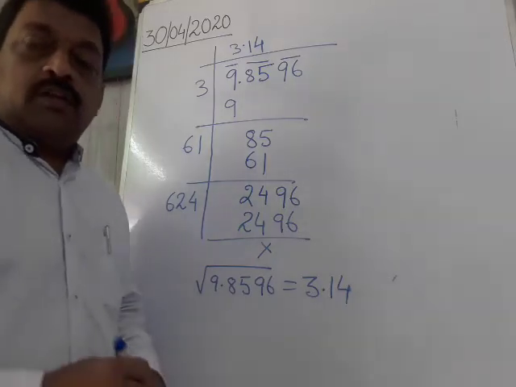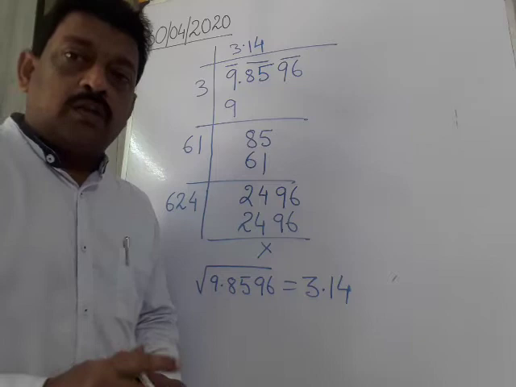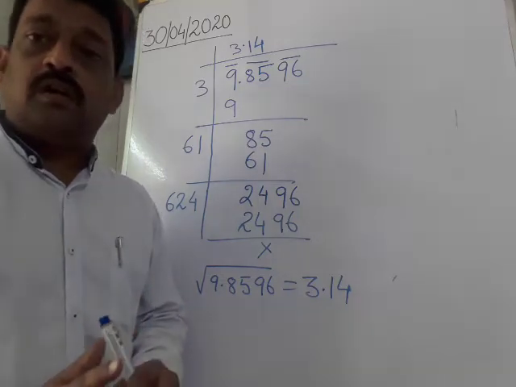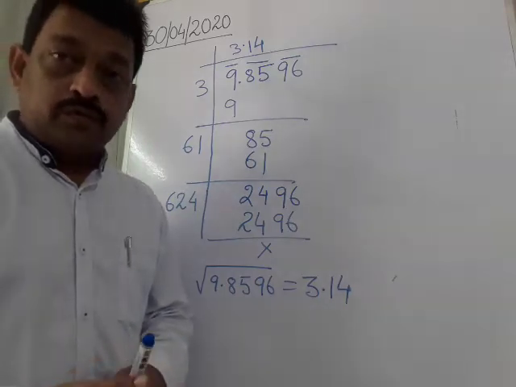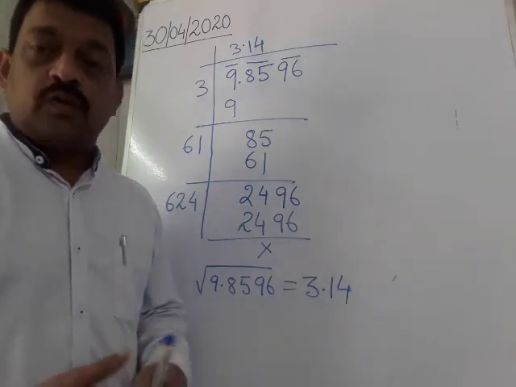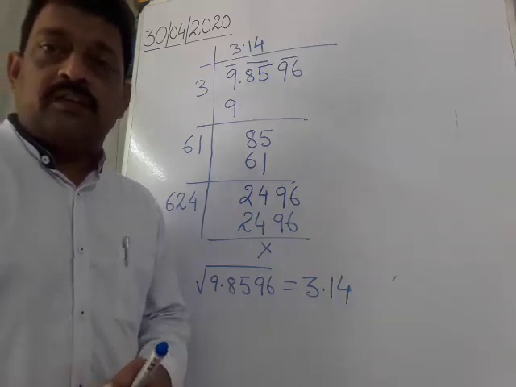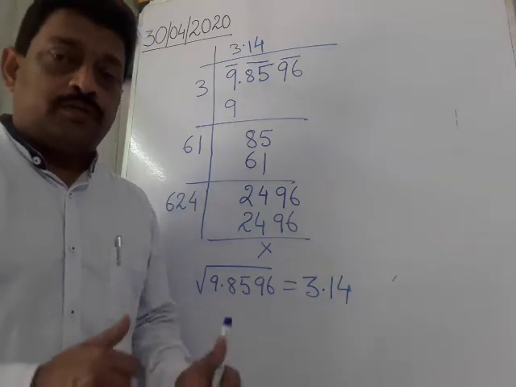Okay, good. So next I am going to show you how to find the square root of any number which is not a perfect square. For example, square root of 2, square root of 3, square root of 5. These 2, 3, 5, 6, 7, 8, these are not perfect squares. So how to find their square root? Let me show you.